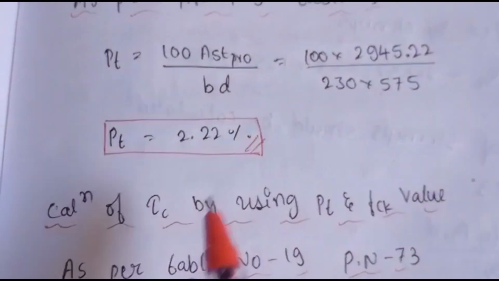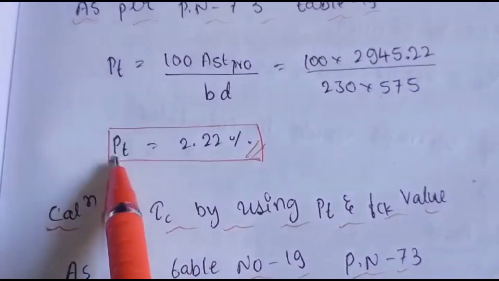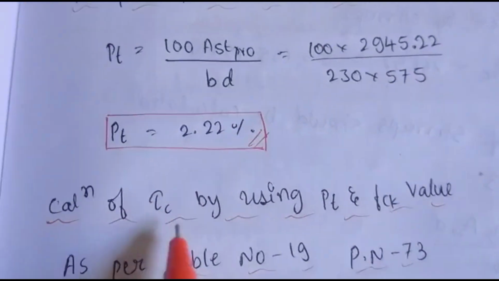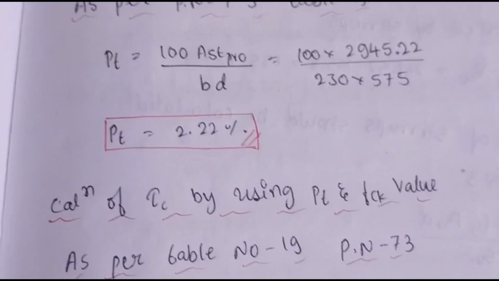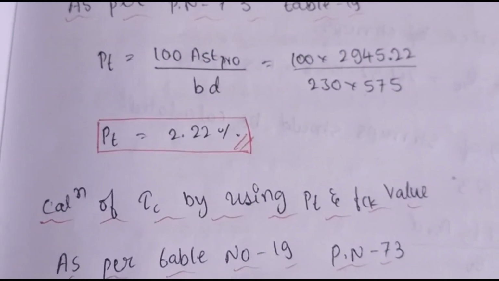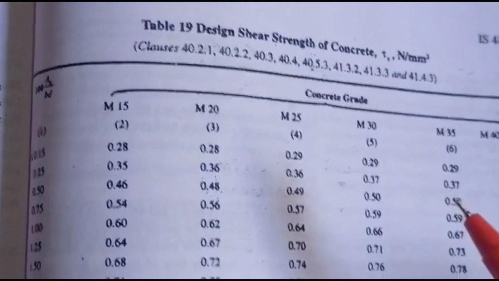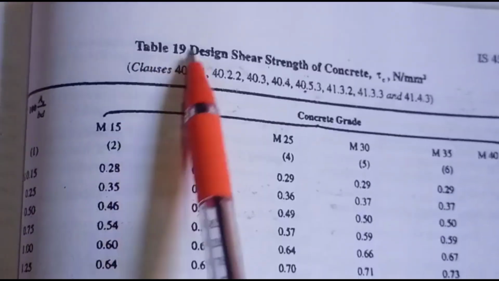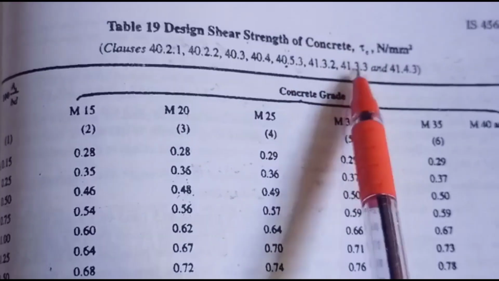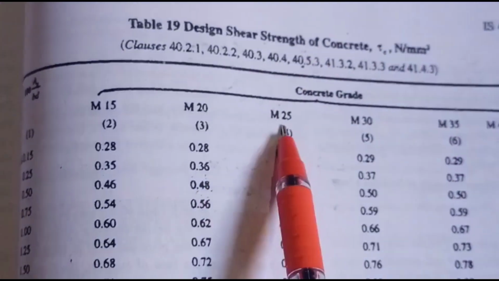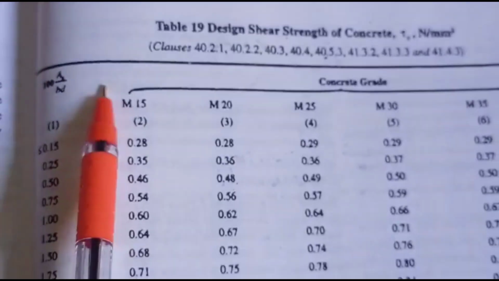Now we will go for the calculation of tau C. By using the value of PT and our FCK value, we will calculate the tau C value. To calculate tau C, again we need to refer to table number 19 of IS 456, page number 73. This is page number 73 of IS 456, table number 19, design shear strength of concrete, that is nothing but tau C, Newton per mm square. So by using this table, we will calculate the tau C value.